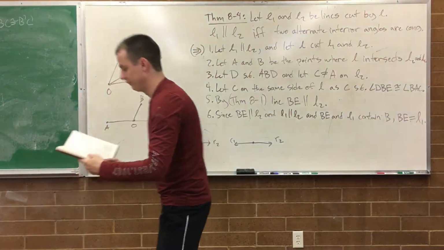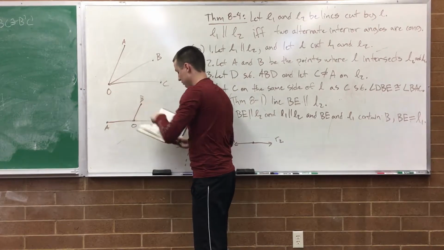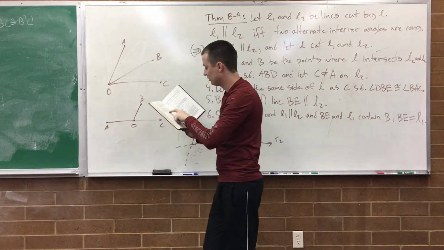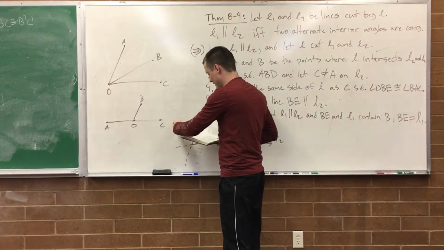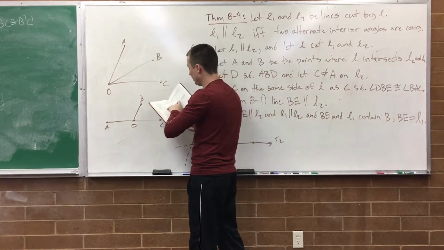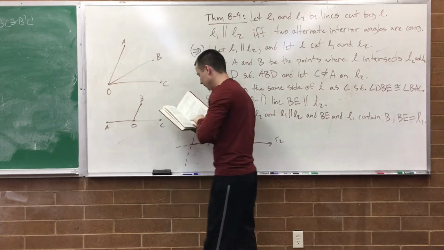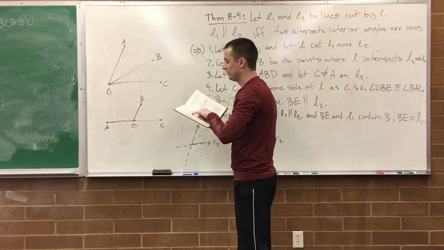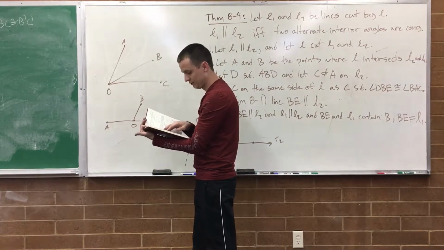So let's read the exact verbiage one more time. If angle AOB and angle BOC are adjacent angles, and either angle AOC is a straight angle, or the ray OB is the interior of angle AOC, so we have one of these two pictures, then we say that angle AOC is the sum of angle AOB and BOC. Does that make sense?